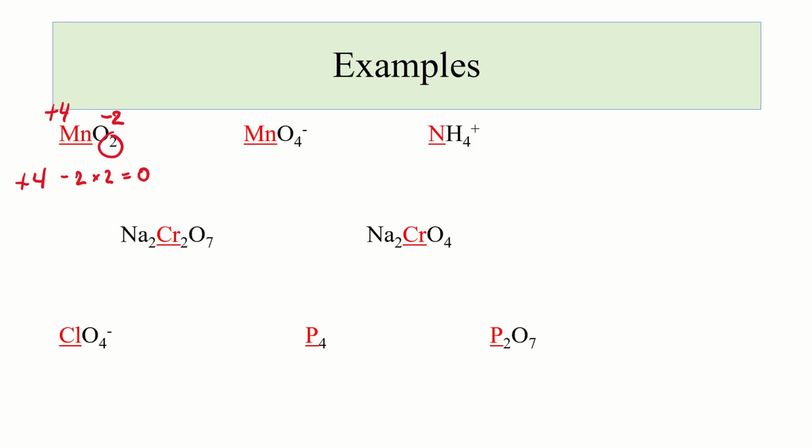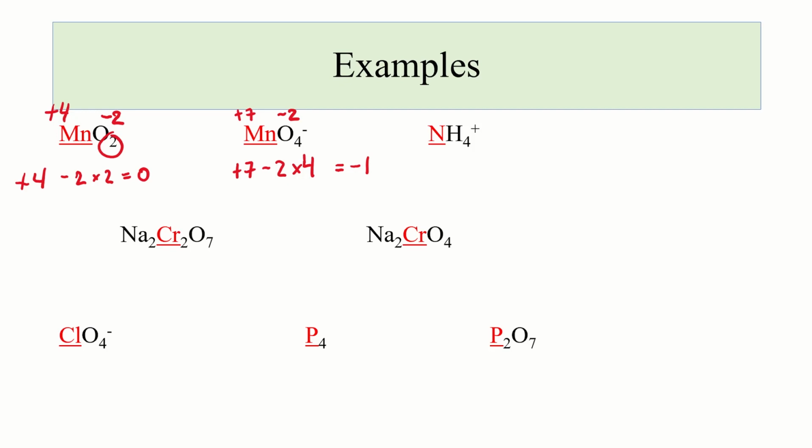For the permanganate ion, MnO4-, we know that the oxidation state of the whole ion will be equal to -1. We can start with oxygen, since oxygen always has -2 oxidation state. Now we have 4 oxygens here, so that's going to be -8 for all of the oxygens, which means that the manganese has +7 oxidation state. +7 minus 2 times 4 will give me -1.